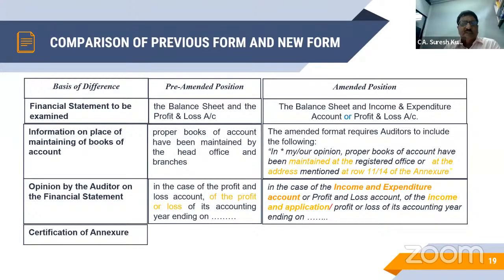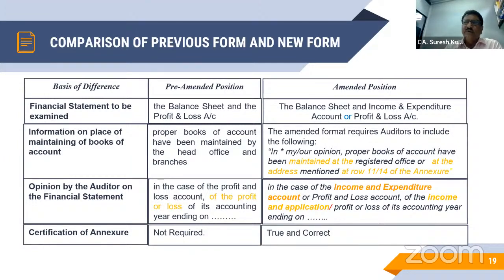And the fourth major change is the certification of the annexure. Up to the pre-amended position, the annexure to Form 10B was not required to be certified by the auditor. But now, after the amendment, they do not have to audit, but they have to certify as true and correct. So whatever we shall deal with in the annexures, keep in mind that the auditor has to certify not true and fair, but true and correct. So now we will deal with these issues once again.